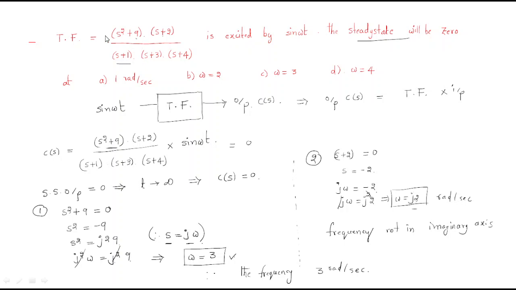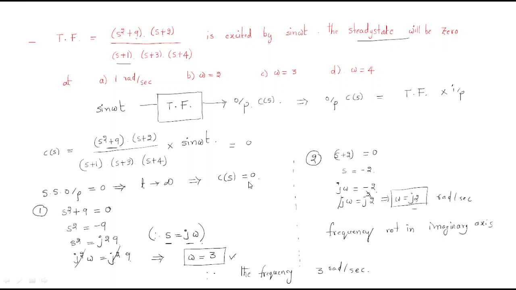Whenever we have some transfer function and some input, and we are finding the steady state output at which angular frequency, that is the condition where you have to follow this procedure. Here steady state output 0 means only the numerator will be 0, not the denominator. That's why I take s square plus 9 equal to 0 as one condition, and s plus 2 equal to 0 as the second condition. From this I will get omega equal to 3.